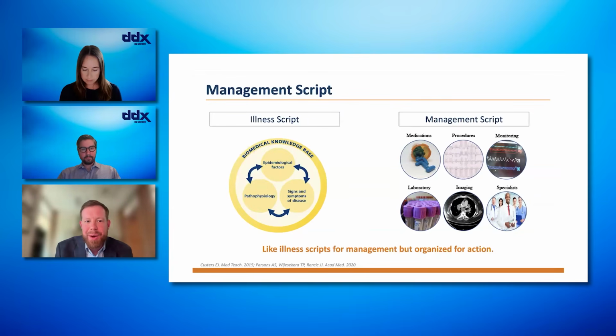So I've mentioned management scripts a couple times. You may be familiar with the illness script, which is that stored medical knowledge. It's personal to each of us. It usually includes risk factors, pathophysiology, and how a disease might present, the signs and symptoms. So the idea being, if you have the knowledge stored in this effective way, that you can pattern match, as we talked about earlier. Well, there's an analogy to the illness script. That's the management script. It's also personal stored knowledge, but it's action oriented. So you see here, it's the various actions you could take based on a clinical problem, whether that's medications, procedures, monitoring, labs, imaging, consults, etc.